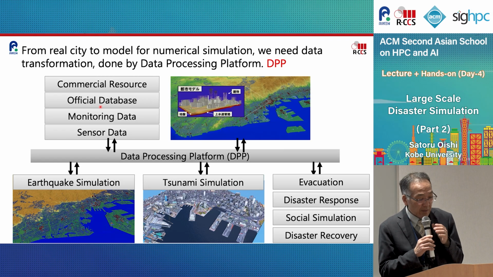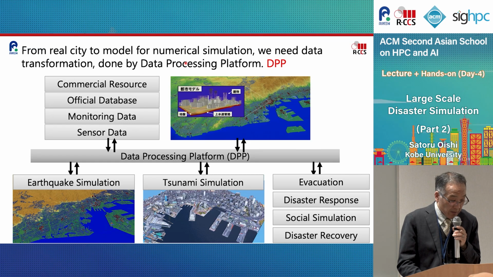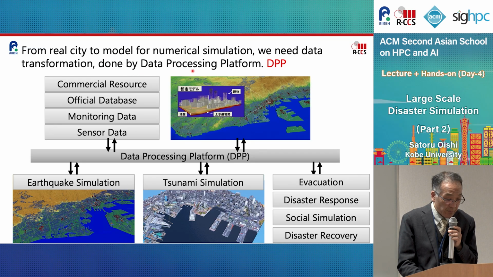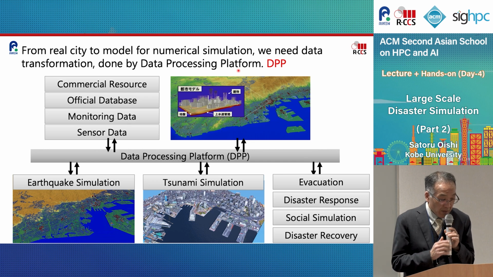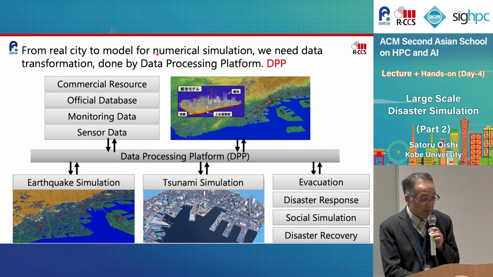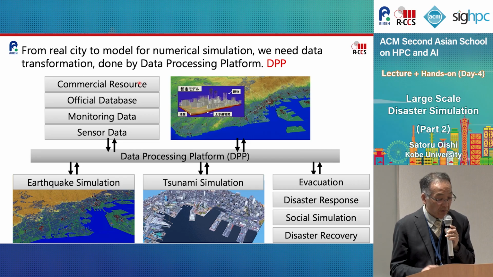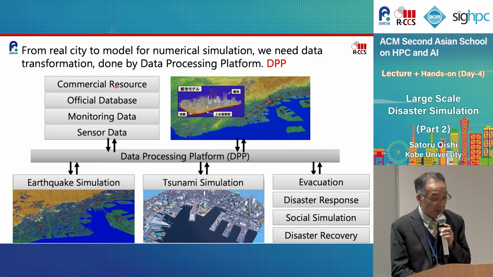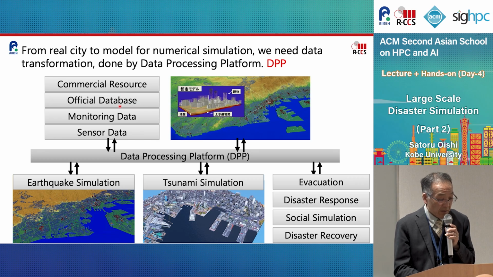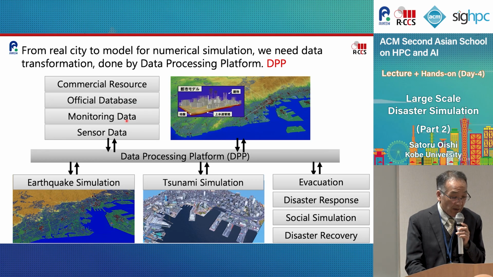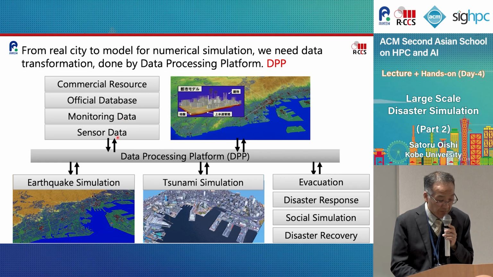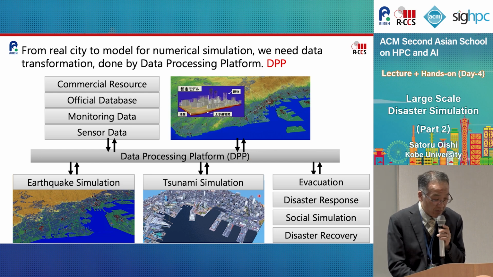So in our team, in RIKEN, we built this data processing platform to translate the city data into numerical simulation. City data is not uniform. We have commercial resources like Google. We have official databases I would like to show later. We have monitoring data, sensor data, and so on. So we need to translate for earthquake simulation, tsunami simulation, and so on.